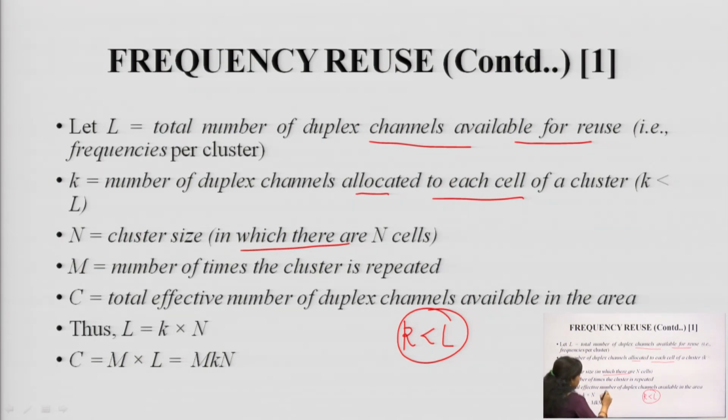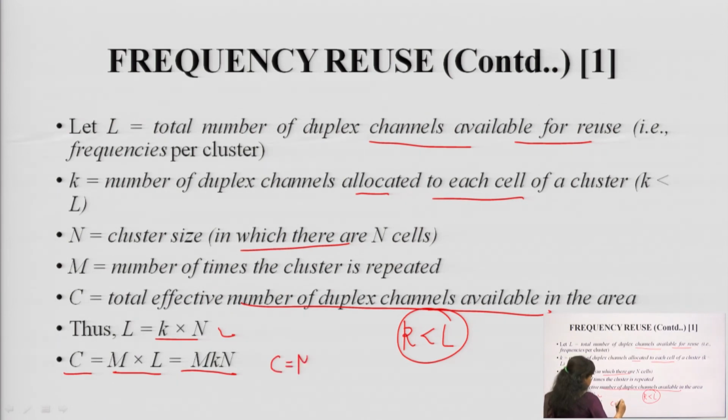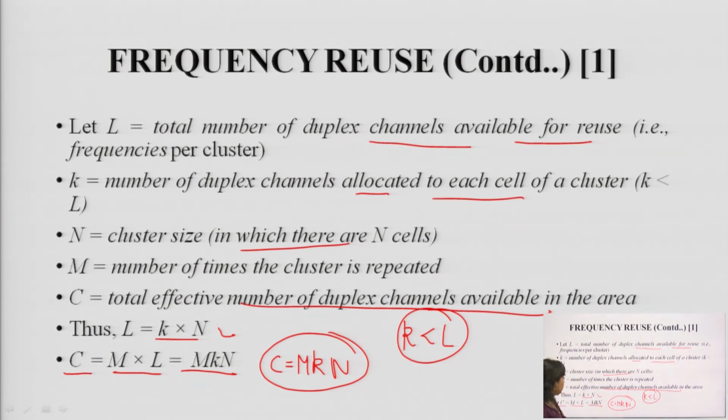Then C is the total effective number of duplex channels available in the area. So, the formula relating these is L equals K into N, and then you can find the capacity, that is C, the total number of effective duplex channels. So, C will be equal to M into L, which can be written as M K N. That is, the total effective number of duplex channels available in this particular area, denoted by C, is equal to M multiplied by K multiplied by N. So, C is equal to M K N. And L is the total number of duplex channels that is available for the frequency reuse concept. So, this is all about the frequency reuse.